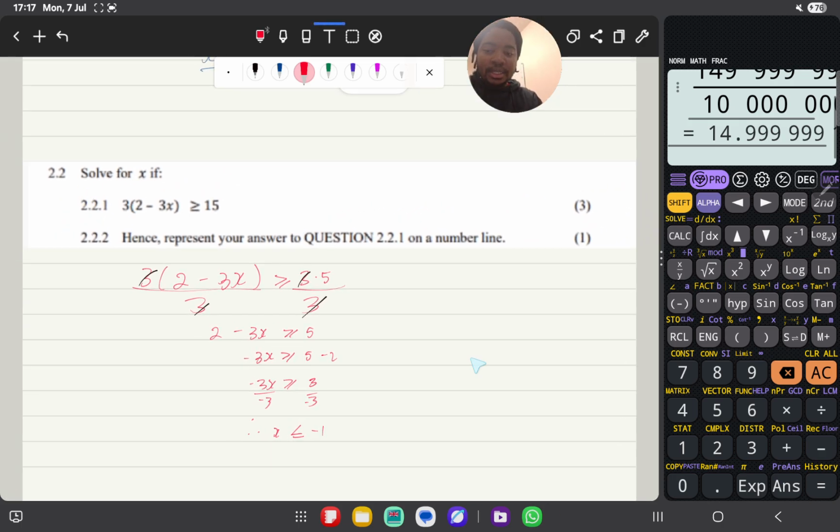So to represent it on a number line, you say this is a number line, and then you have 0, minus 1, negative infinity, positive infinity. It goes from here, and we are going in this direction. Because there's an equal sign, you're going to make it a solid dot instead of an open circle. And just like that, brother, you are done.